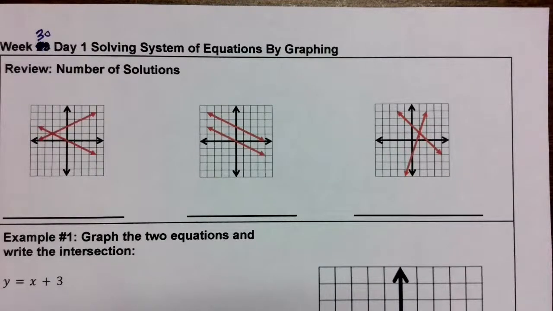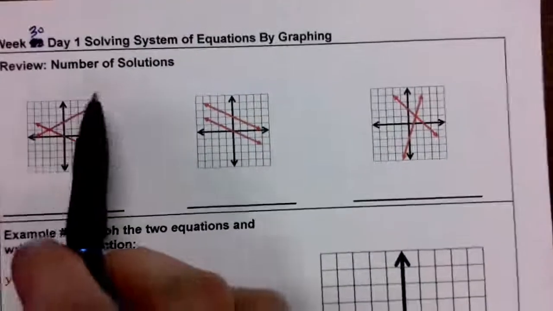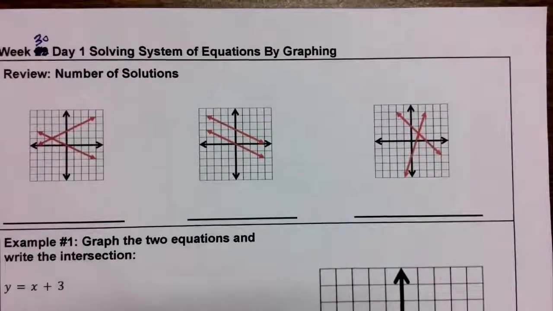Alrighty, so you see the first three graphs on your paper, right? We have looked at these three graphs before in equation form. So we're going back to our one solution, no solution, and infinitely many. So if you look at this graph right here, which one of those do you think fits that one?